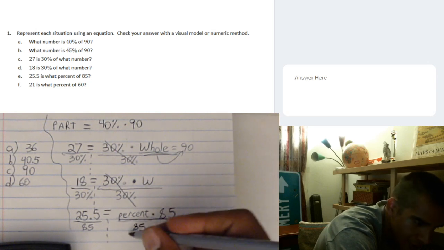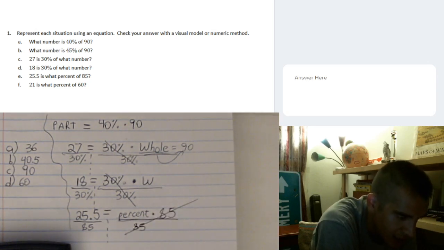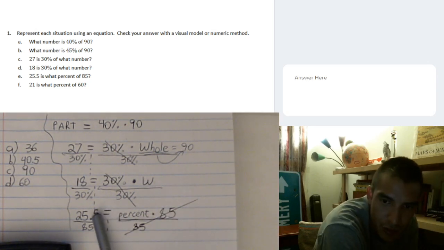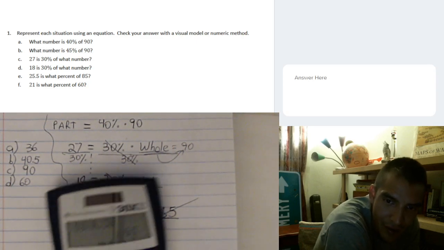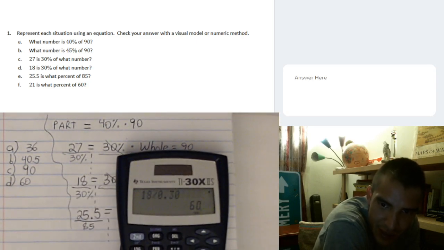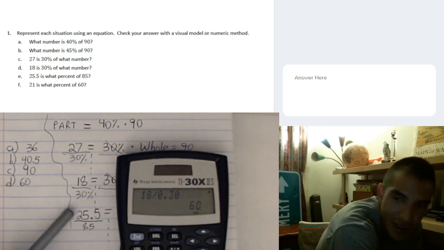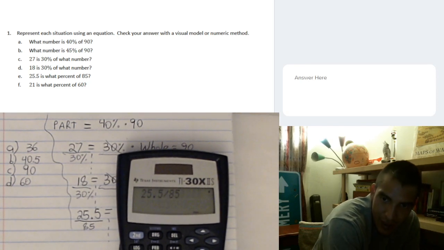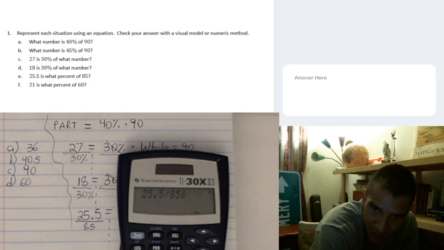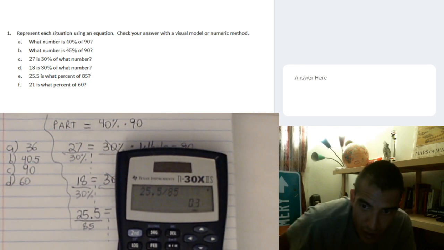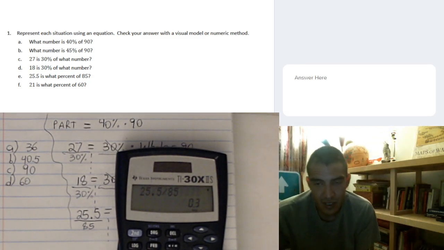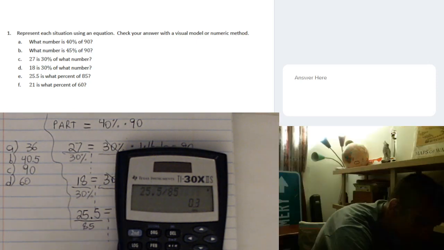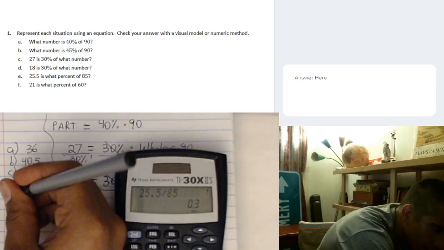85 divided by 85 equals 1. That's gone. And then on the other side, we have 25.5 out of 85. Oh, that's the part and that's the whole. So let's try that. The part, 25.5 out of the whole, 85. This should give us a little decimal, but we all know how to turn decimals into percents. So 0.3. So let me just write that down real quick.